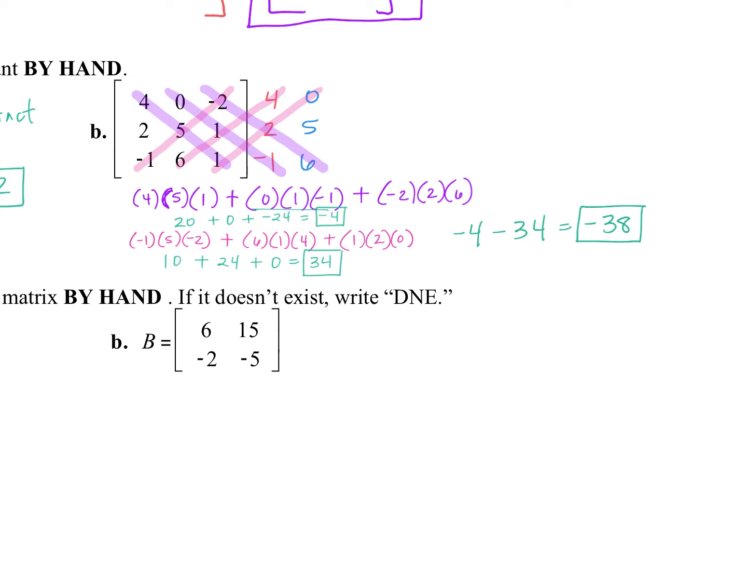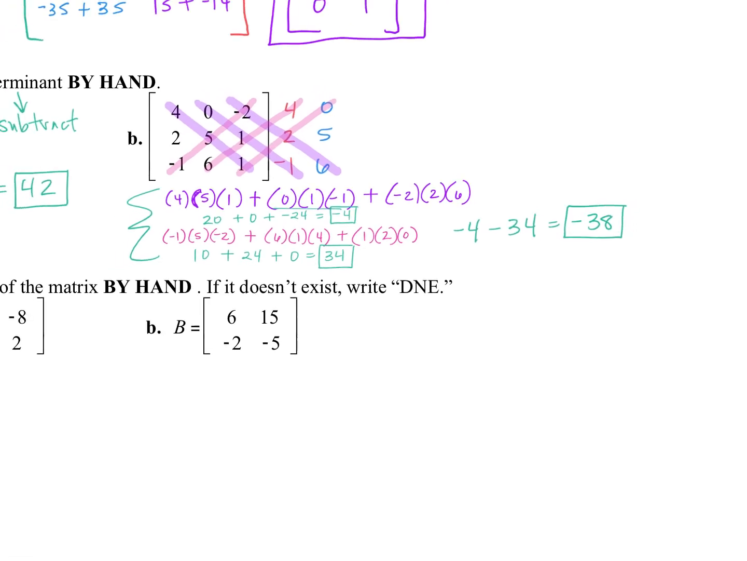Okay, so that one's a process. I want to see the work. I want to see what you got when I ask you to do it by hand. If you just tell me negative 4 minus 38, I won't give you full credit for it. Okay, show me what you did.